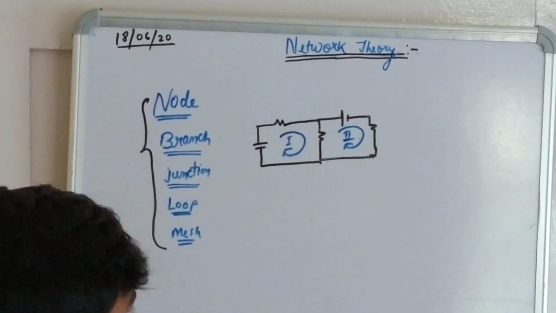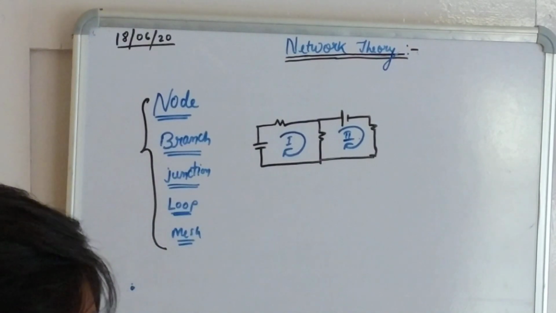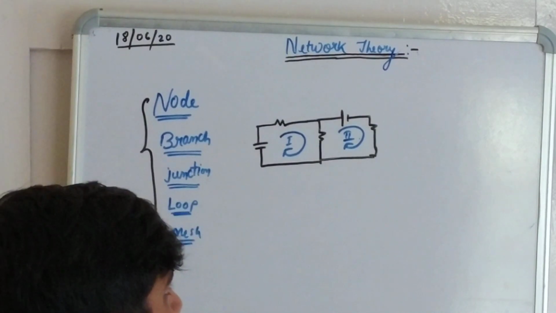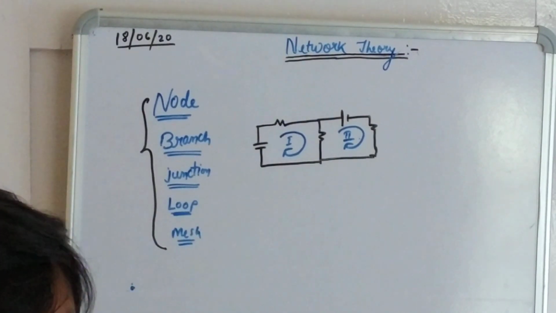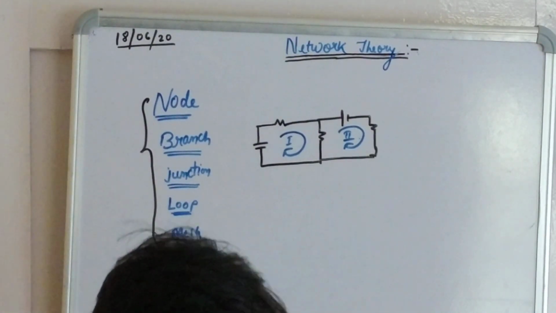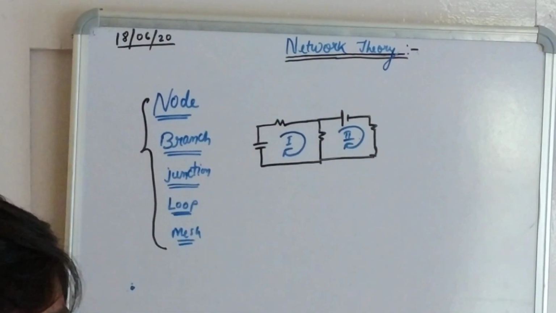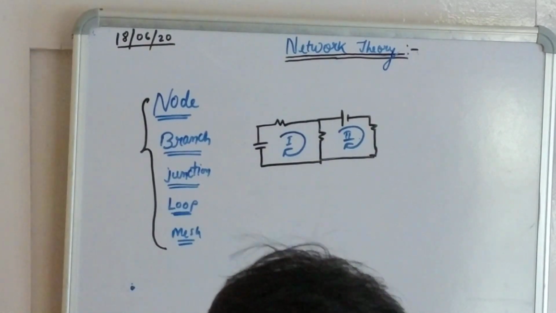So remember, a mesh is a loop inside which there cannot be any other loop. It is the smallest loop inside which there cannot be any other loop present. So this is a mesh.